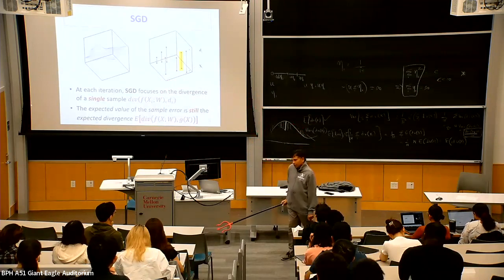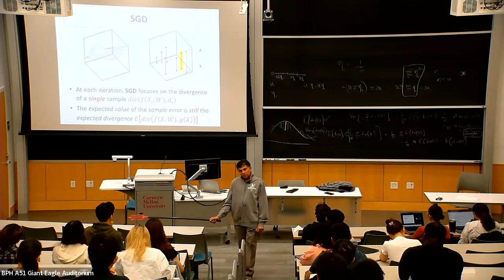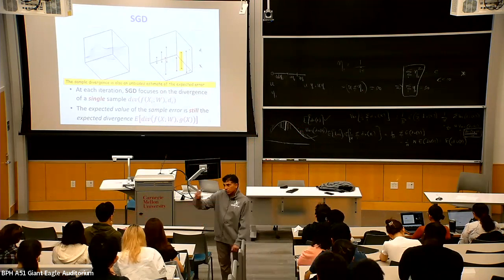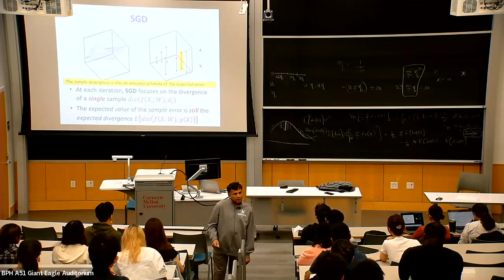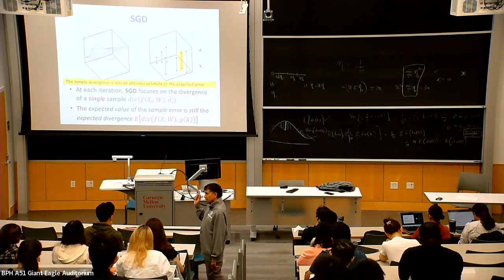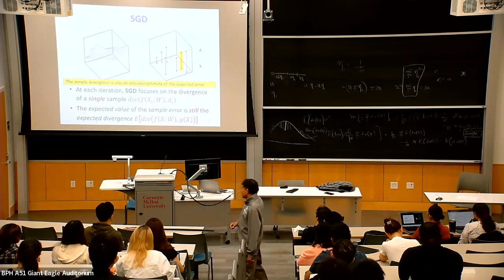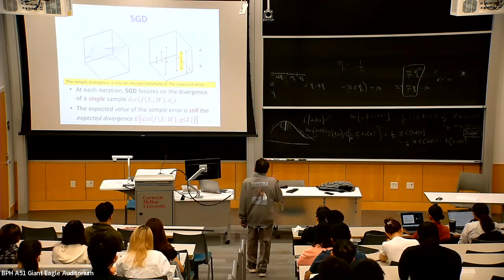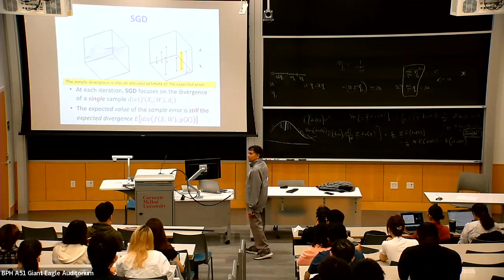So this is still an unbiased estimator, meaning what it's saying is that if all of us took only one training point, computed our loss, and then averaged all of our losses, that's going to be pretty much the same as the true loss that we are trying to minimize. So this is also an unbiased estimate of the expected error.